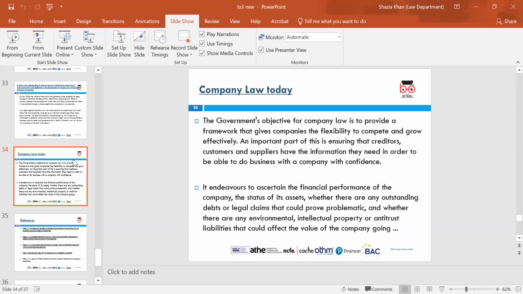So they don't want any complaints, or any issues around compensation, or any health and safety claims, or any claims of a business being sued. It endeavours to ascertain the financial performance of a company, the status of its assets, whether there are outstanding debts or legal claims that could prove problematic, and whether there are environmental, intellectual property or antitrust liabilities that could affect the value of a company going.